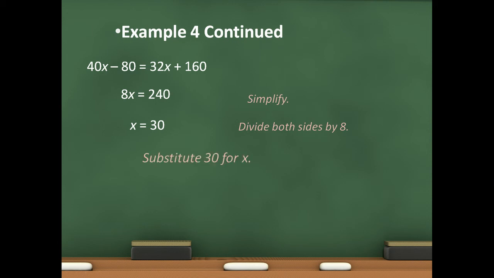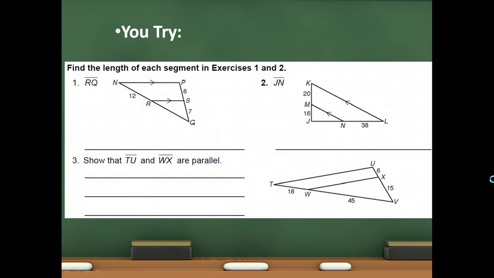Substitute 30 for x in both of the sides, and we have PS equals x minus 2, which would be 28, and SR equals x plus 5, which would be 30 plus 5, which is 35. Now you try.